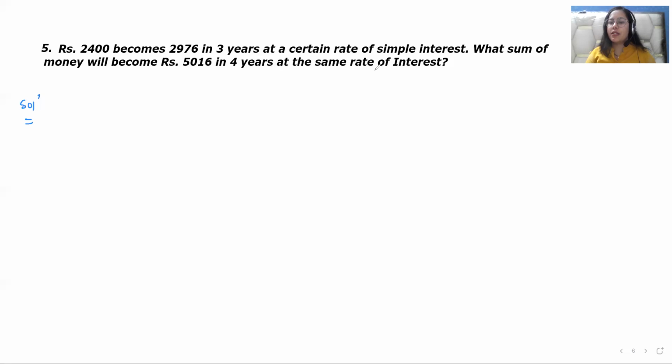The rate of interest is the same. So first we have to find the rate of interest. In case 1, they give you the value of principal, that is rupees 2,400, and it becomes 2,976. That is our amount, 2,976. In how many years? In 3 years. And we have to find the value of rate.